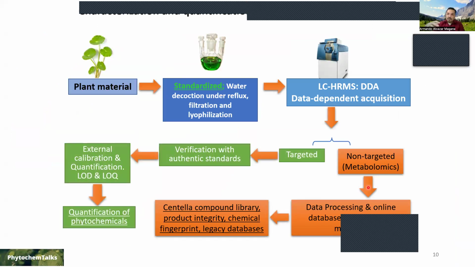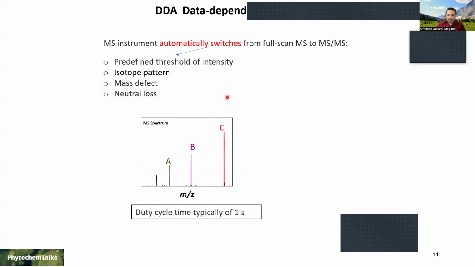And the other one is targeted. When we know some of the biomarkers of our plant, the compounds that we think are the bioactive ones, then we can get a standard of those and do all the validation of our method to quantify them. The reason we can do both things is because there are different ways to acquire the data, and one of them is called data-dependent acquisition.